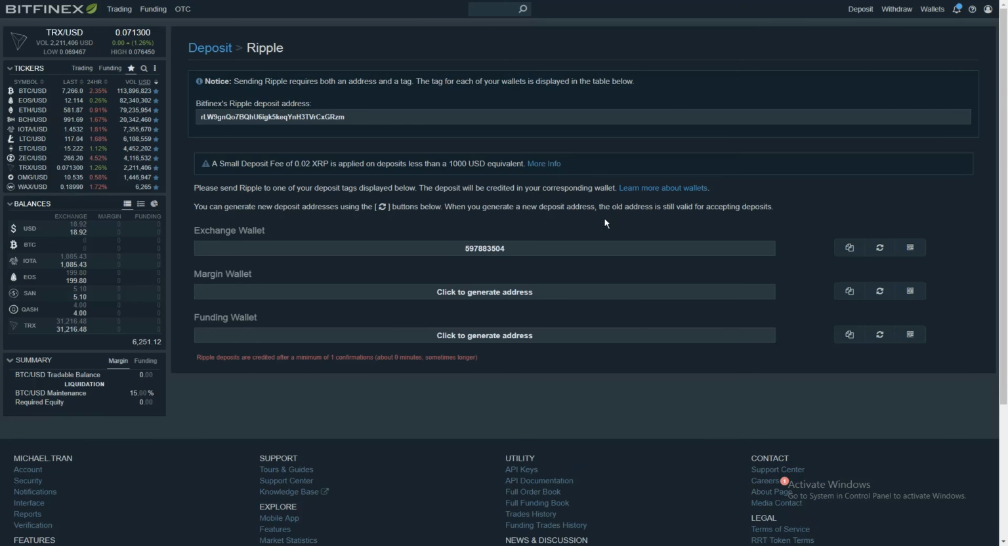So it's that simple, really, to use an exchange. Withdrawal, obviously, works the exact same way, except in the reverse. So where do you want to withdraw the money to? Wallet basically just gives you access to all your wallets.